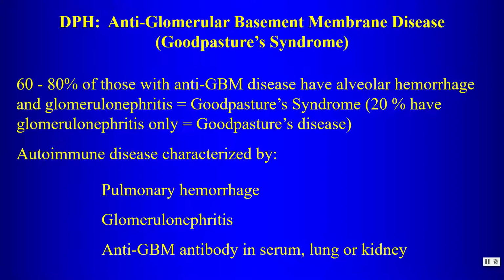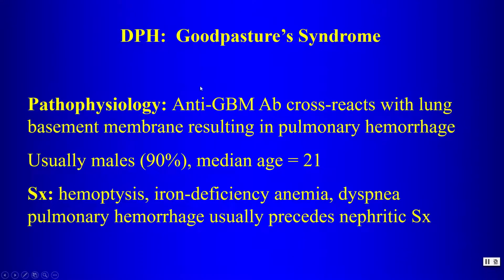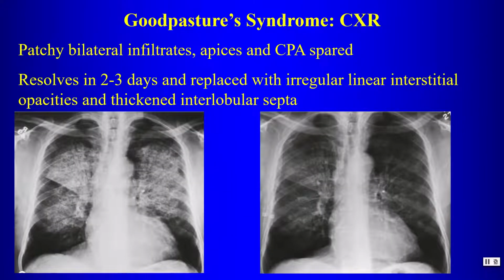So this is an autoimmune disease characterized by pulmonary hemorrhage, glomerulonephritis, and this particular antibody, which can be found in the serum, lung, or kidney. So that antibody cross-reacts with the lung basement membrane, resulting in pulmonary hemorrhage. Commonly, these are male patients, about 90% of the time. These patients can have hemoptysis, iron deficiency anemia, shortness of breath, pulmonary hemorrhage, which usually precedes the renal disease.